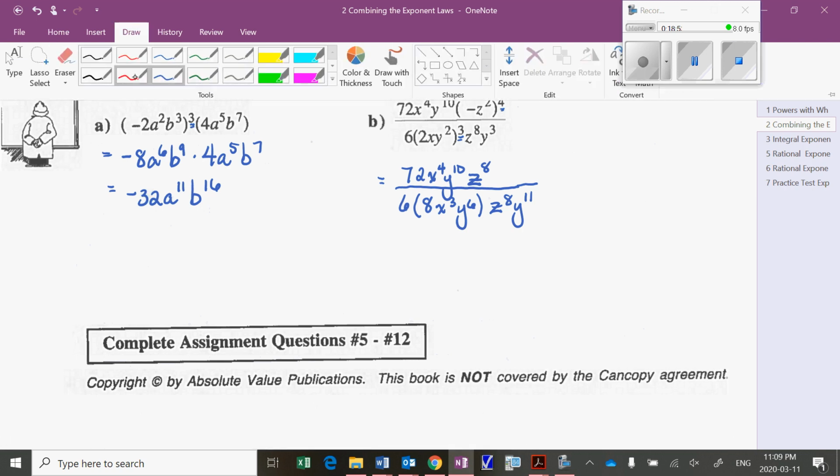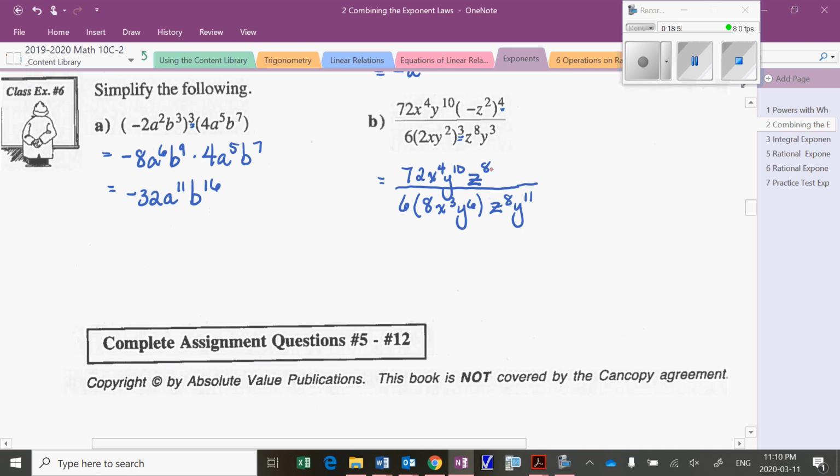I'm going to switch a color just to make life a little bit easier for us. So we've got z to the 8th over z to the 8th, and that's simply 1. Here I can look at it and say, hey, this is the same as 6 times 8 times x cubed times y to the 6th. So even before I multiply 6 times 8, I know that 72 over 8 is the same as 9 over 1. And there are other things that I can take a look at.